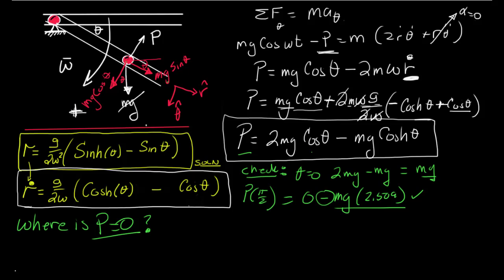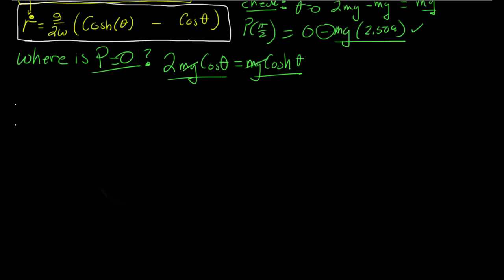If we look at our function, we basically need these to equal each other. So 2mg cos of theta needs to equal mg cosh of theta. The mg's go, and that becomes our question. Now this in itself is also interesting. So let's plot this. So we're looking at when 2 cosine of theta is equal to cosh of theta.